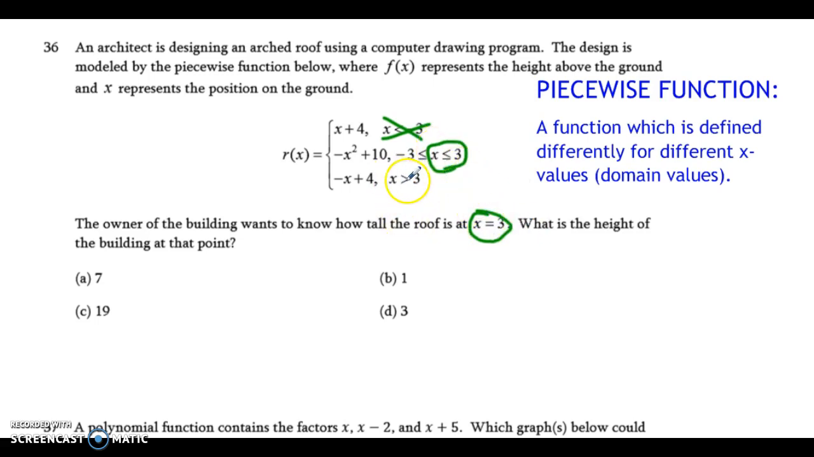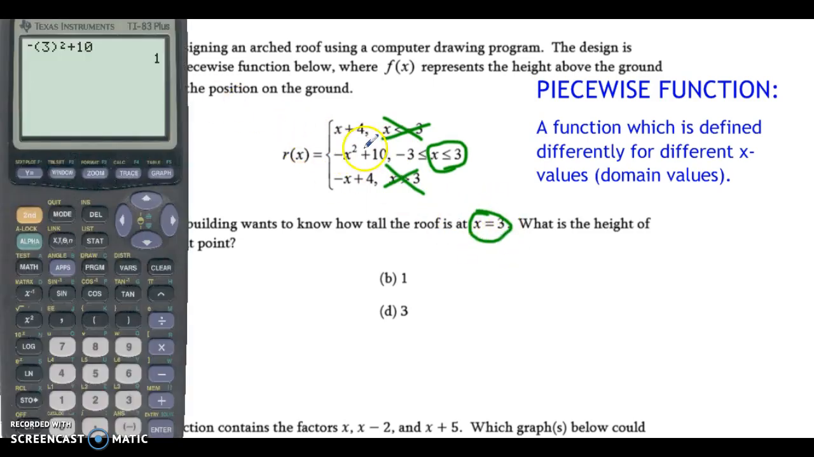We also know that this says x is greater than 3. Well, that's no good because this says x is equal to 3. So we can cross that one off, and we know that this is our function, negative x squared plus 10. So what we're going to do is take this x value, substitute it into the function. So I knew my function was negative x squared plus 10. So in my calculator I did negative 3 squared plus 10.